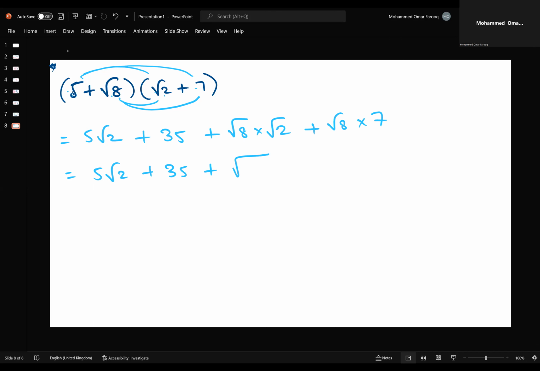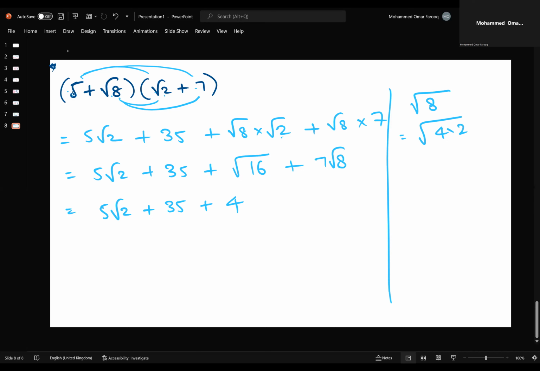Square root of 8 into root 2. When you are multiplying roots, you can multiply even the numbers directly. 8 into 2 is 16 under root. So this is 5 root 2 plus 35 plus square root of 16, which is 4, plus 7 root 8. And root 8, can I write it as square root of 4 into 2? Yes, sir, 4 twos are 8.